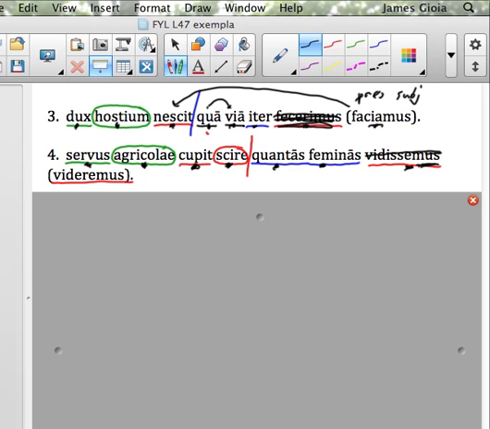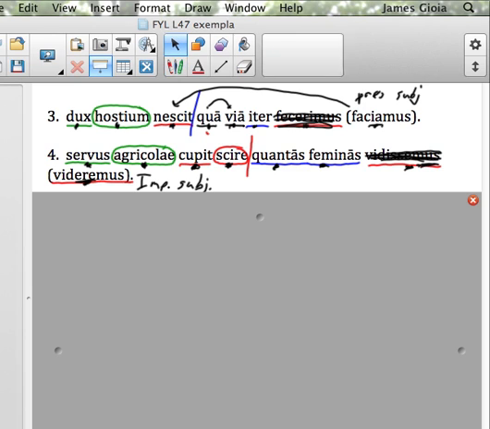If instead of vidissemus, which is a pluperfect subjunctive, I used viderimus, which is a perfect subjunctive, that would be a same-time relationship. The slave of the farmer wishes to know how great the women we saw.